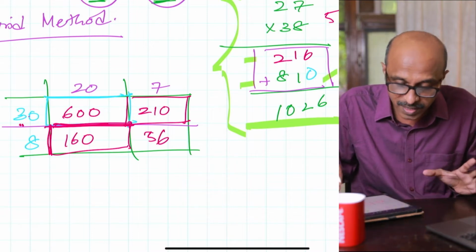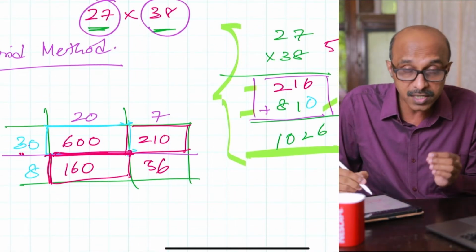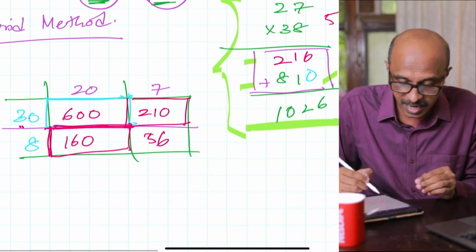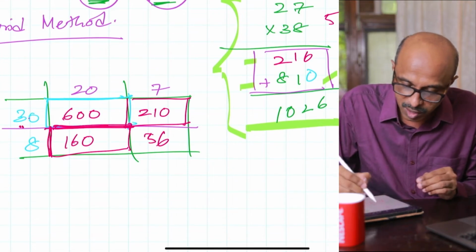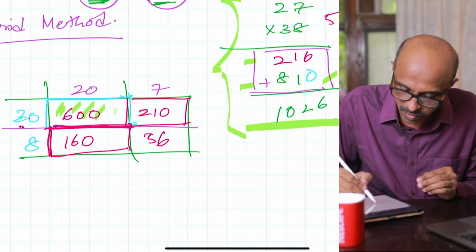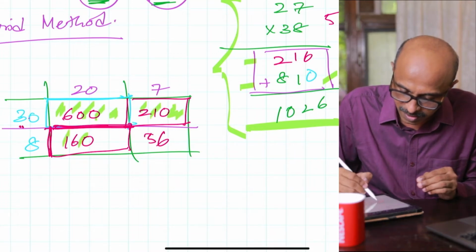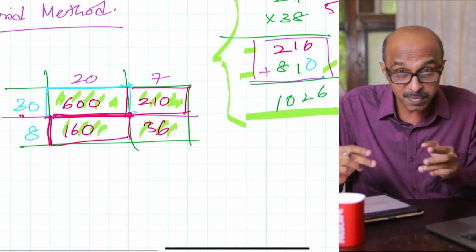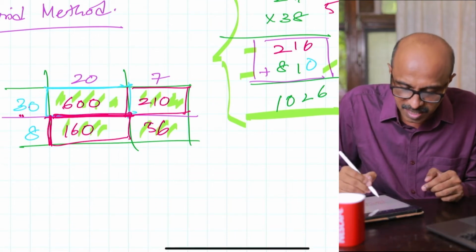All right, so basically what we've done is chop down those numbers, 27 as 20 and 7, and 38 as 30 and 8. And we've got these 4 smaller rectangles. That's one rectangle, that's another rectangle, that's another rectangle, and that's another. Not only is this making the multiplication easier, it's making me see something more.